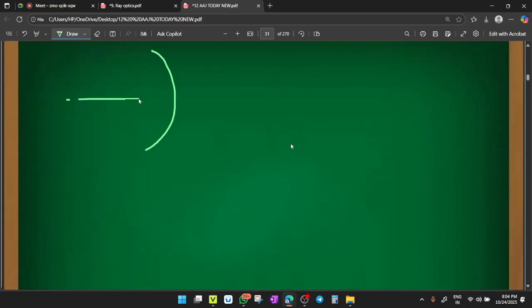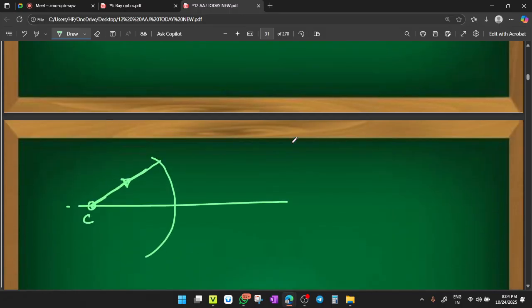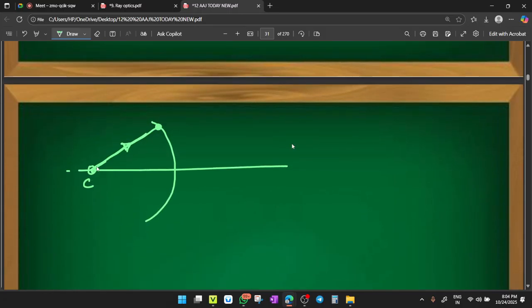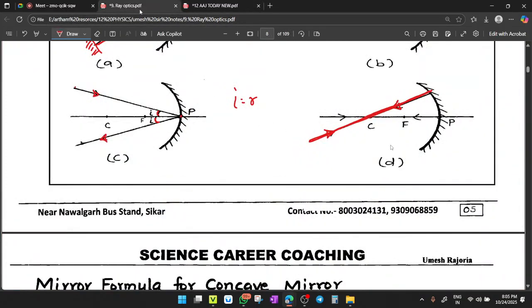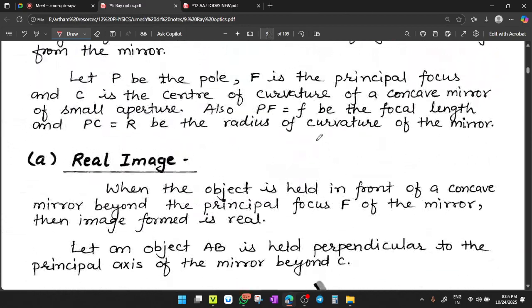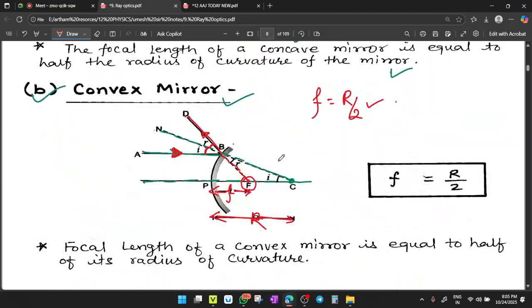Check here. This is our center of curvature, and any light ray that is going like this is said to be falling in the direction of normal, because every line directed from the center of curvature to the mirror is in the direction of normal. Yes or no? Because this is along the normal, I equals 0, so R is also 0. So light will retrace its own path from where it came. Got it? Yes. So this is basically theory.